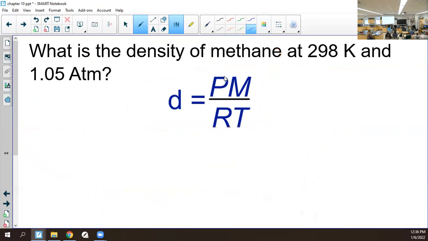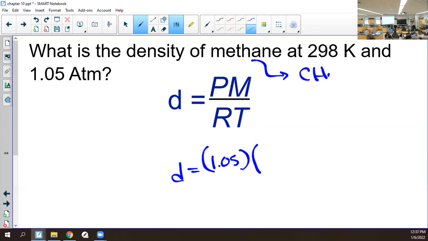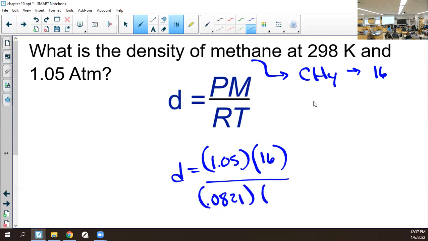So here we go. What is the density? This is not the version we use very often, but we can do it. We have density equals the pressure, 1.05, the molar mass of methane. You don't have it memorized, maybe you should by now probably, for methane. That's CH4, which means it's 16, right? R, 0.0821. And T, it says it's at 298. And we end up with whatever that number is. What'd you get, Beal? I got 0.66.